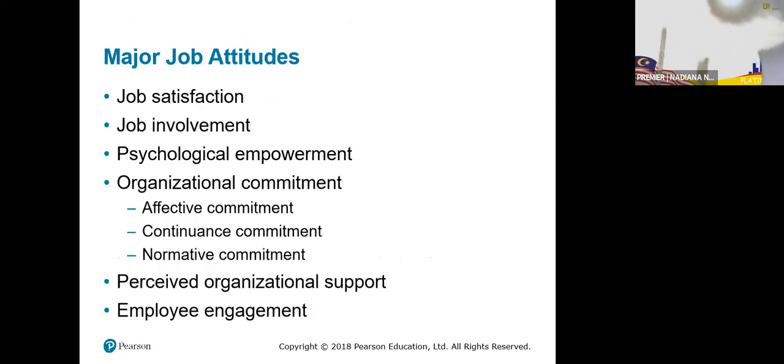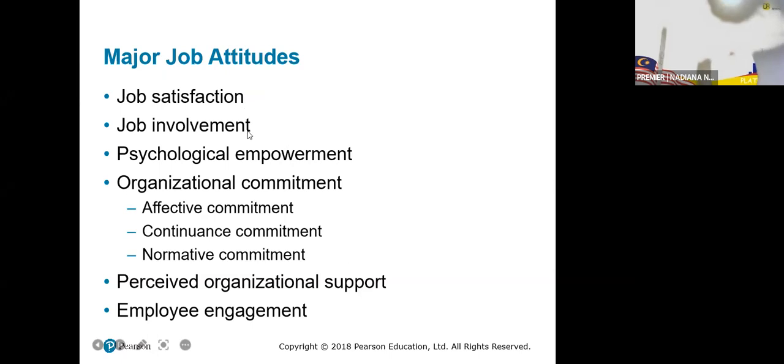Okay, major job attitudes. That is attitude related to the work, related to the job. Number one is job satisfaction. What is job satisfaction? Job satisfaction is how satisfied they are with the job. It involves being satisfied with your work, with your boss, with your clique, your peers, and with your subordinates. And then last but not least, satisfied with your organization.